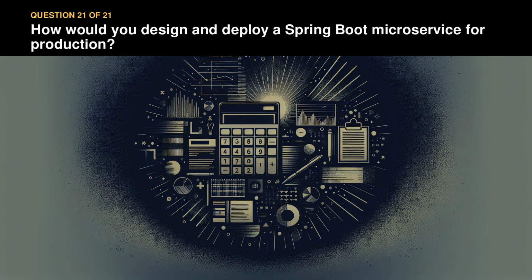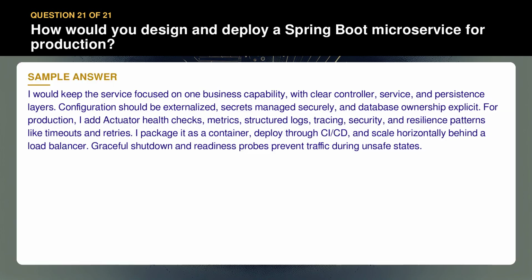Question 21. How would you design and deploy a Spring Boot microservice for production? I would keep the service focused on one business capability, with clear controller, service, and persistence layers. Configuration should be externalized, secrets managed securely, and database ownership explicit. For production, I add Actuator health checks, metrics, structured logs, tracing, security, and resilience patterns like timeouts and retries. I package it as a container, deploy through CI/CD, and scale horizontally behind a load balancer. Graceful shutdown and readiness probes prevent traffic during unsafe states.